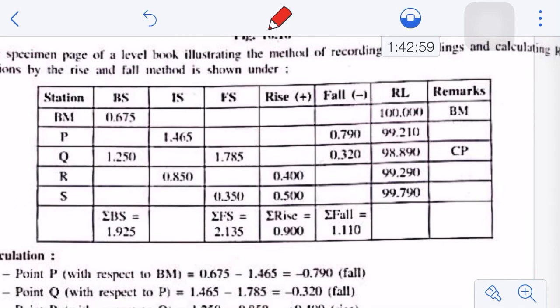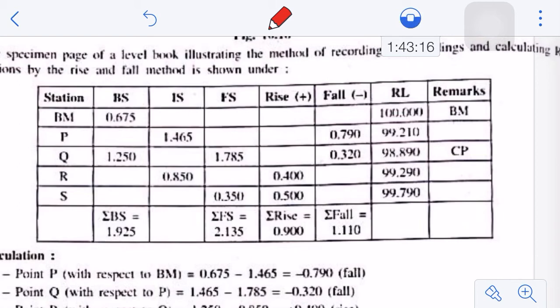So now this is the table. We have incorporated all stations, that is BM, P, Q, R, S. Mind well here, we haven't written a change point in the table, but you will try to identify the change point. I will write the change point in the remark column, which you can see in the last column.